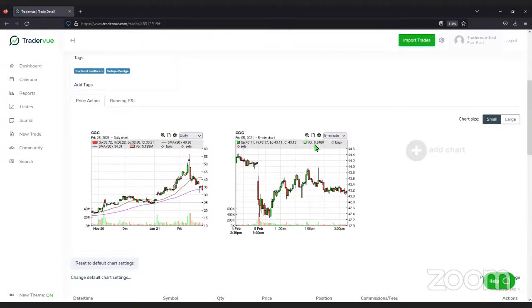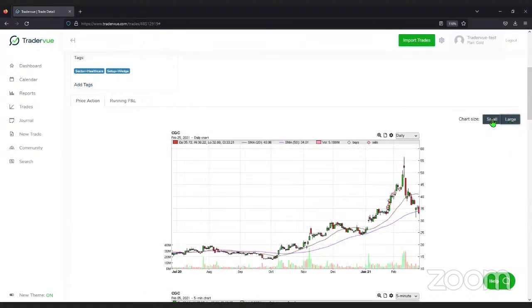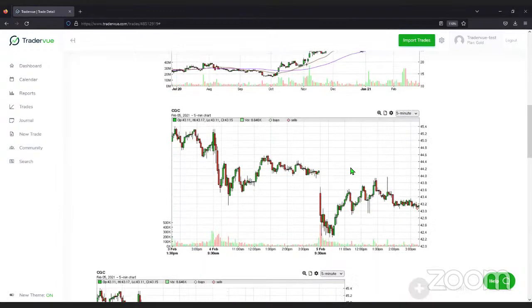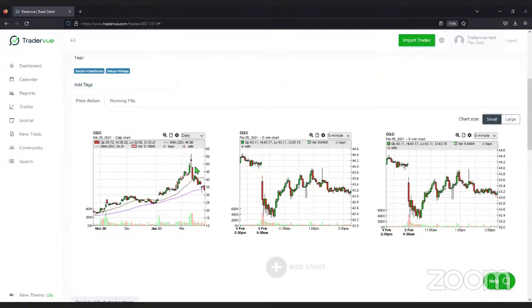And you can add more charts. You can add up to 4 charts, I believe. You can see them in different sizes, large or small, and you can set this up to be your default in settings, which we will take a look at in a bit.